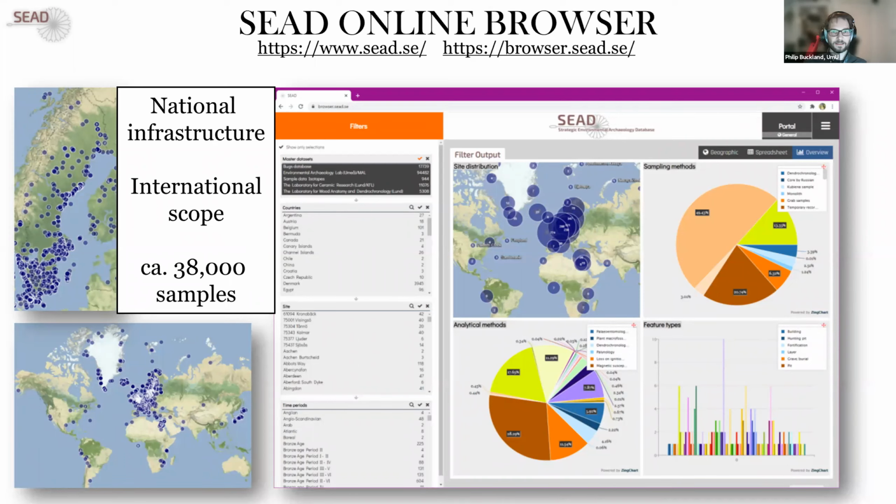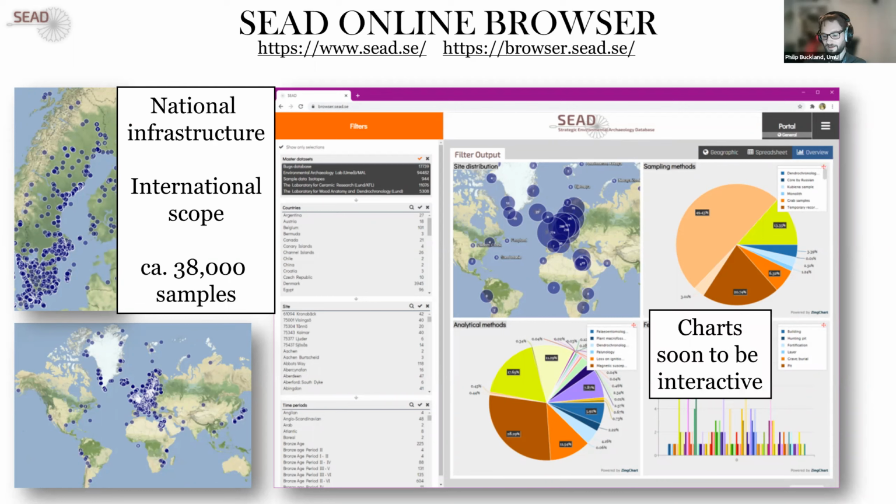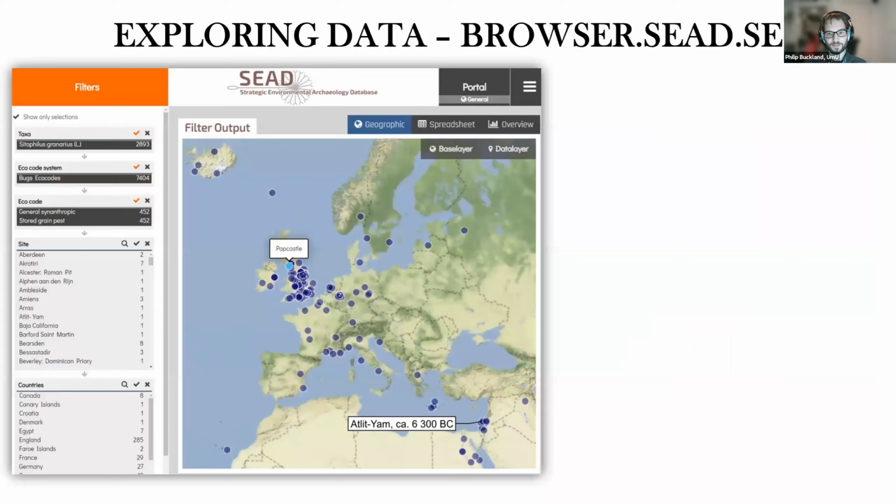So SEAD, if you go to browser.sead.se, you can explore all this data. Really, this is an interface for exploring the data with the aim of seeing whether there's anything interesting or useful to you, and then you burrow down and extract it. Unfortunately, the extraction tools are not really working at the moment, but there is an API, which, if anyone's interested, give me an email and I'll send you a link.